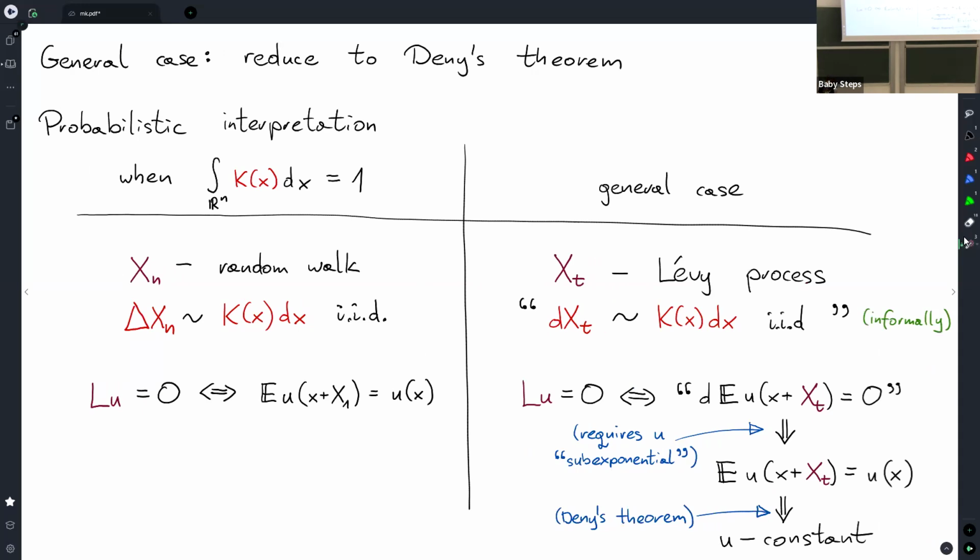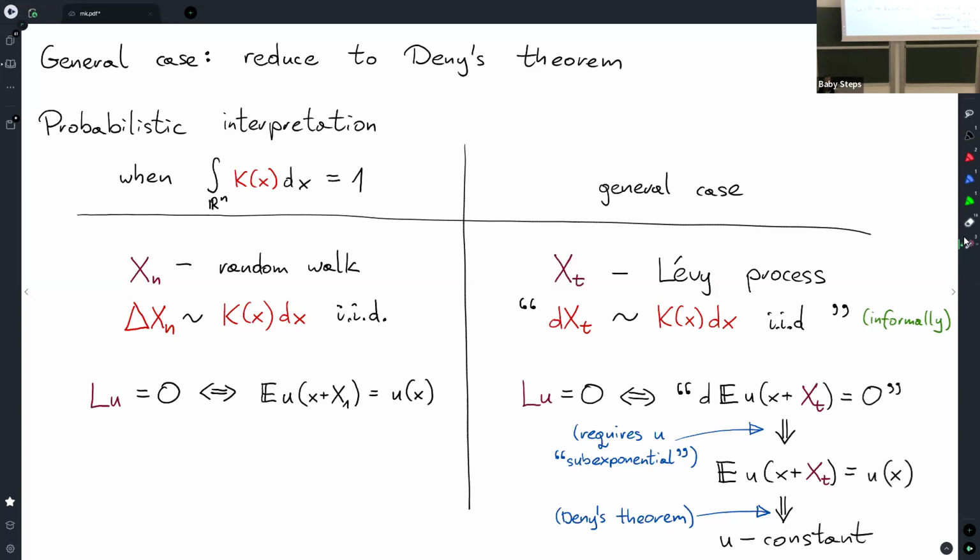Okay, so this equation here is of the same form as the equation here, and you just set t equal to 1, and you get the same equation. The Deny theorem works with that kind of equations, so you can apply the Deny theorem to deduce that u is constant.